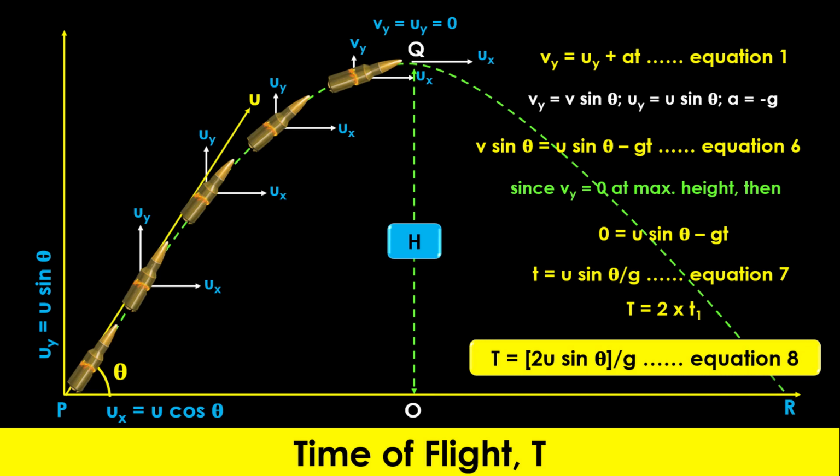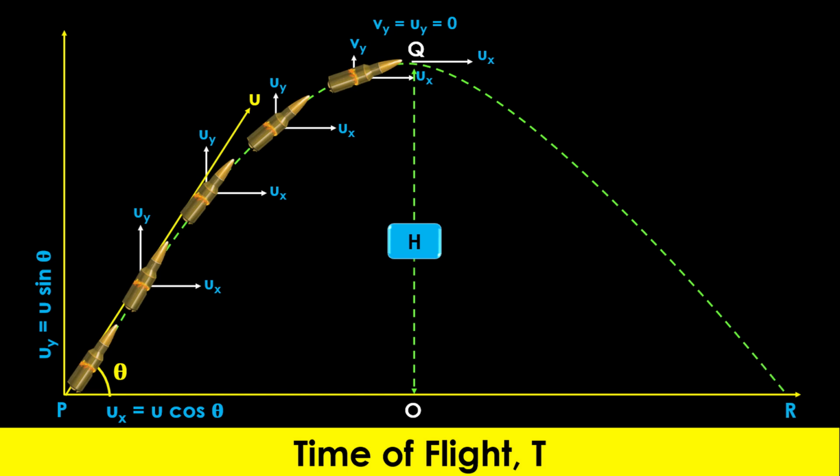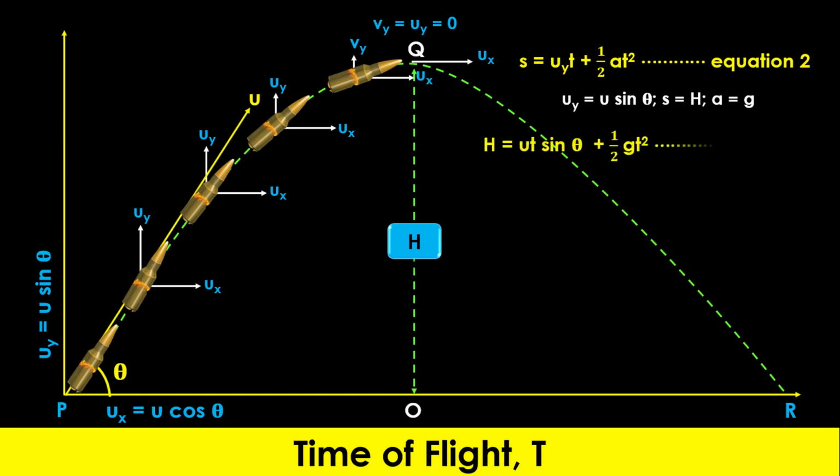a body projected into the air at an angle theta to the horizontal with an initial velocity u in meters per second. Similarly, we can derive another formula for calculating the time the bullet takes to reach the maximum height by applying the second equation of motion, s equals ut plus half at squared, for the downward motion. If we substitute the values of u, s, and a in this equation with u sine theta, h, and g respectively, then equation 2 becomes h equals ut sine theta plus half gt squared.